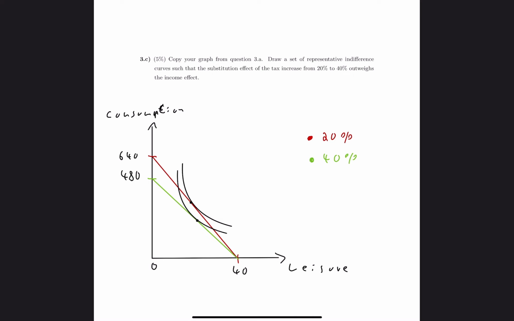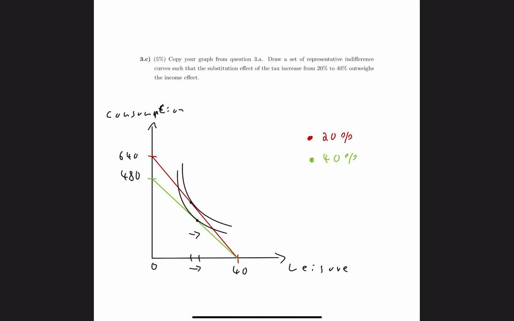Now in C, we are asked to find indifference curves which are reflecting the opposite. We are asked to draw a set of representative indifference curves such that the substitution effect of the tax increase from 20% to 40% outweighs the income effect. What you can see here is that the movement is in the opposite direction. So if the price of leisure is decreasing, Anna responds by enjoying more leisure.